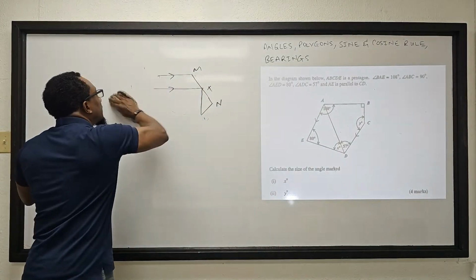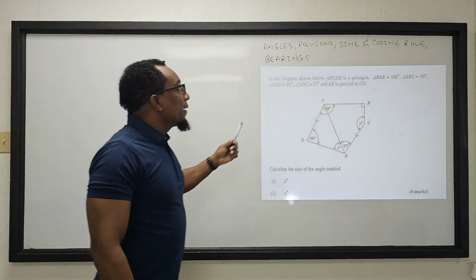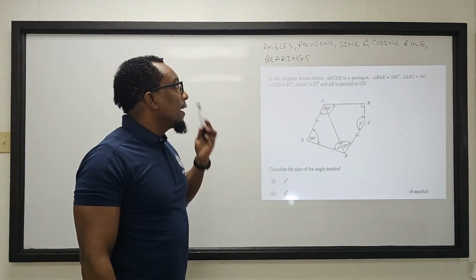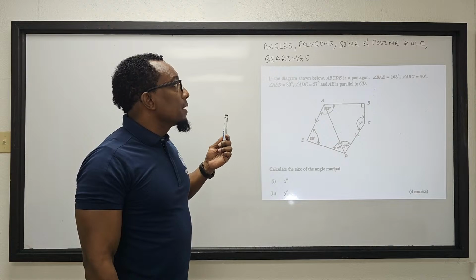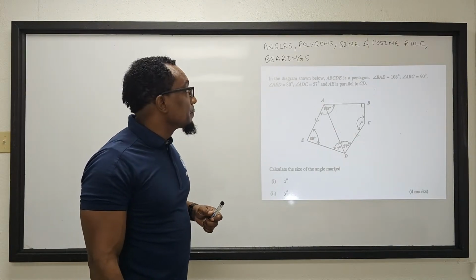So let's look at the diagram below, not drawn to scale. Of course, we have this pentagon. A pentagon is a figure with 5 sides. Good?